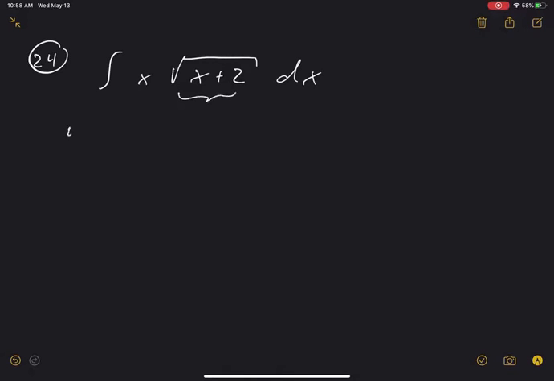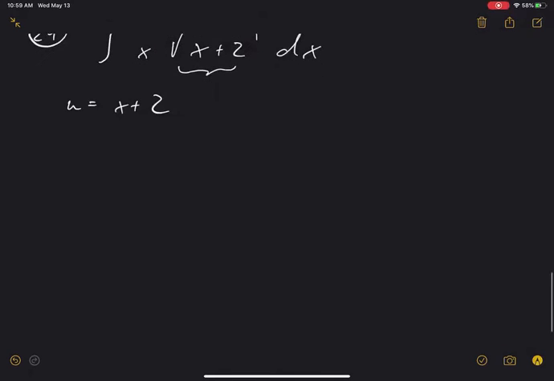Number 24 is a good one, and it's one of these tricky examples we might see on the homework, or at least has the same principle as these tricky problems. Let's say I have x times the square root of x plus 2 dx. I'm trying to integrate this. Let's go through our typical u substitution. If I have one function nested inside of another, that gives me the clue that maybe u should be this x plus 2.